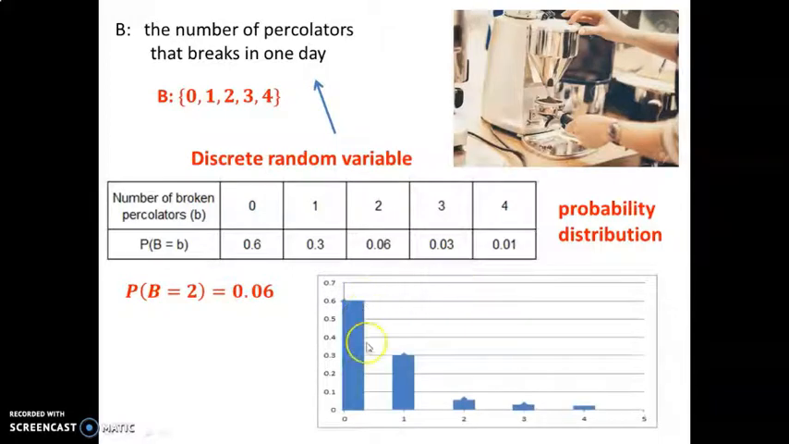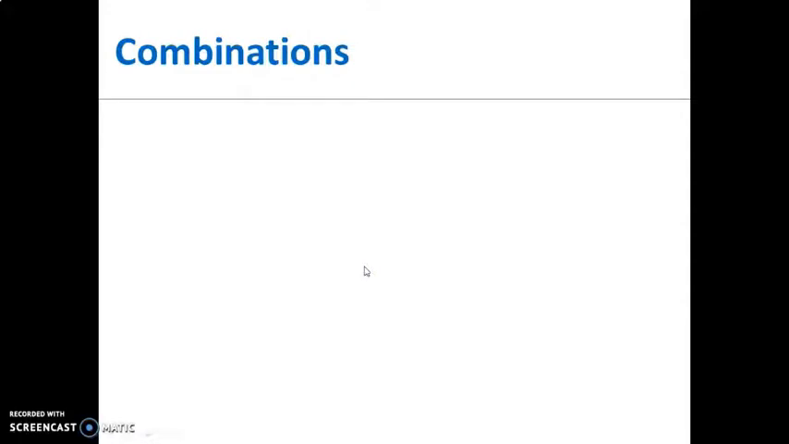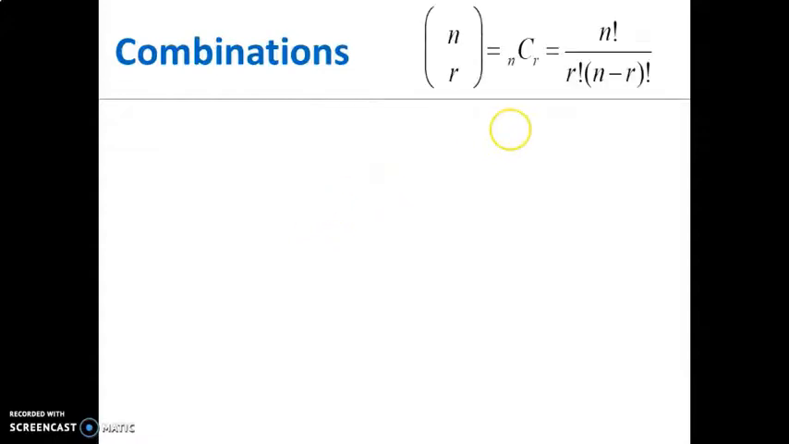So again, this is a probability distribution table for a discrete data set or discrete random variable. It can be represented on a bar graph. Here are all the probabilities, and you can see the bars are not connected because this is discrete data. Alright, with that, let's recap something we saw way back earlier in the course called combinations. Here is the combination formula. We sometimes say n choose r, and we know that the formula tells us we have n factorial divided by r factorial times n minus r factorial.